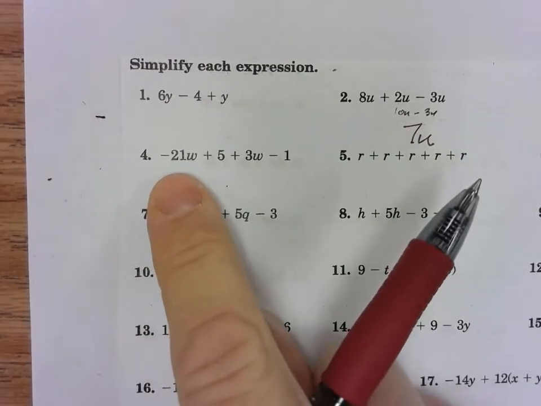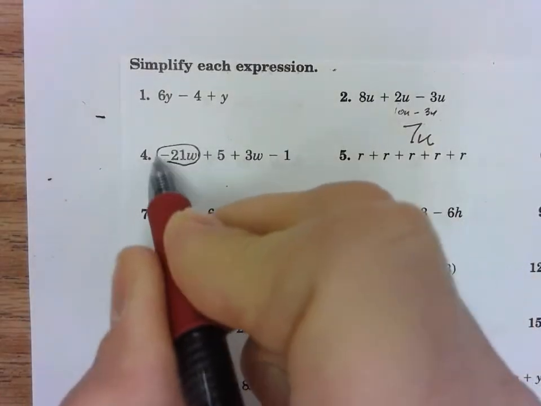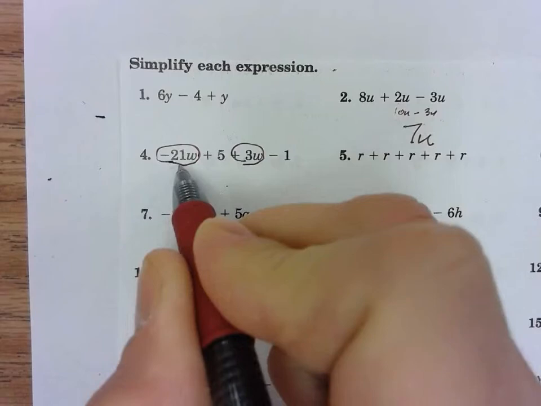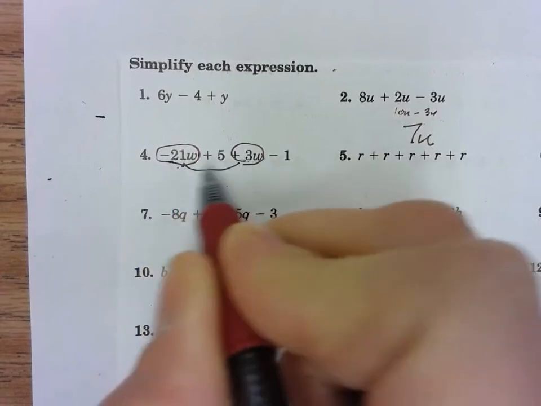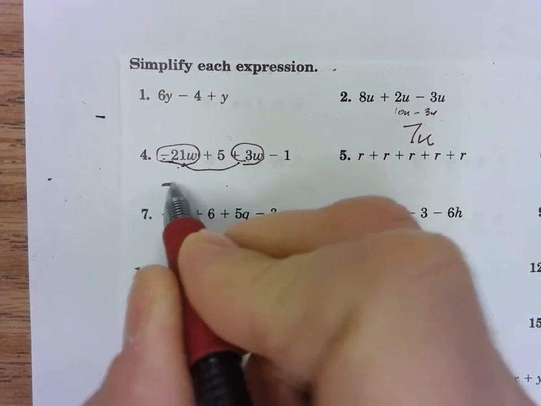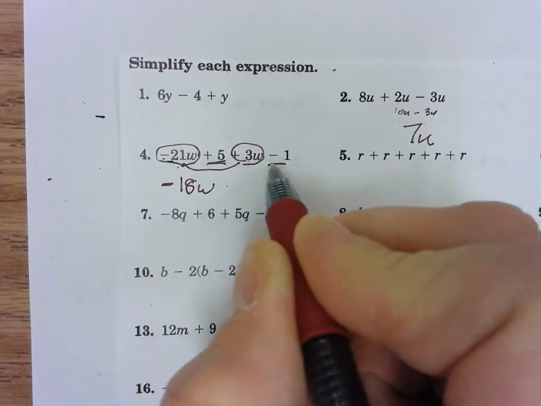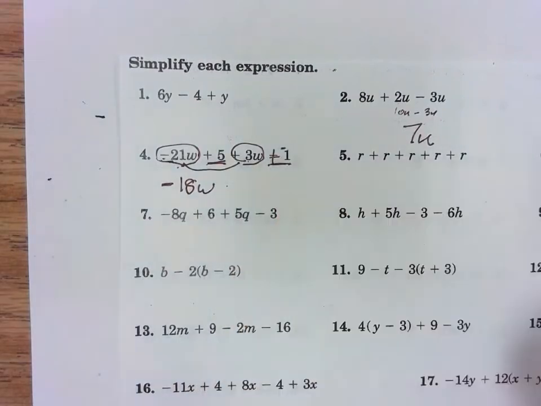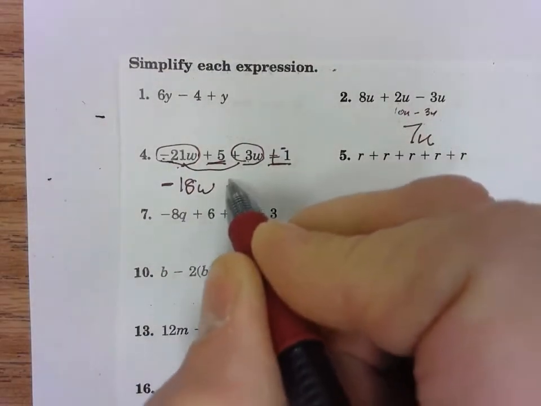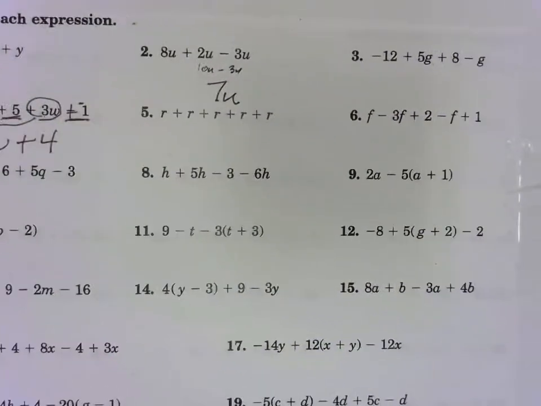Alright, and number 4, I got my w's, so negative 21w and 3w. If I put them together, again, those are different signs, so I got to subtract them, take the sign of the bigger number, so that would give me negative 18w. And then of course I got my 5 minus 1, or 5 plus negative 1 if you want to change it. Either way you get plus 4. Okay, so that'd be negative 18w plus 4.